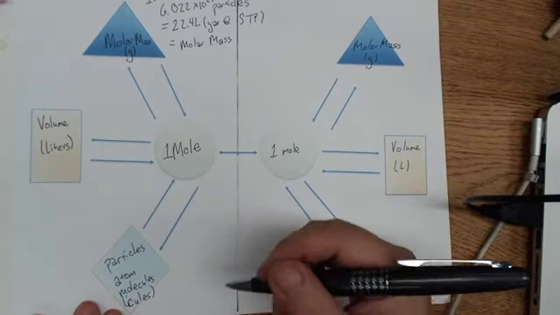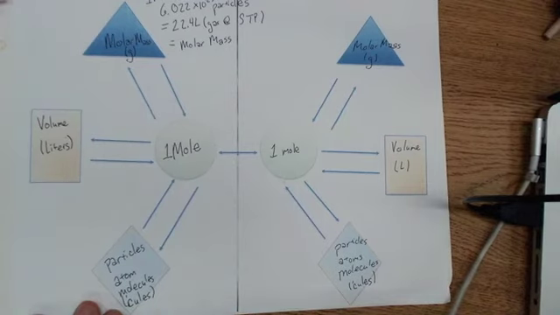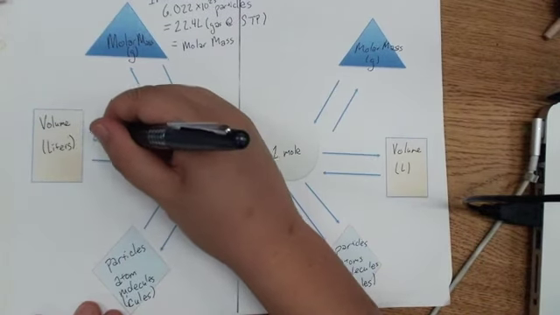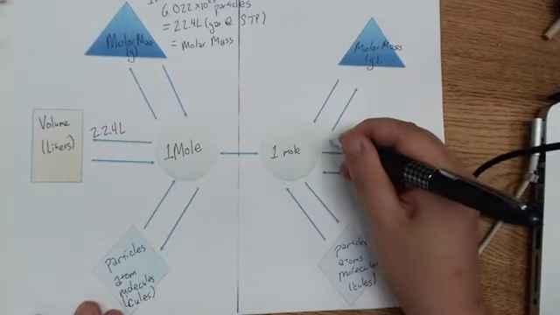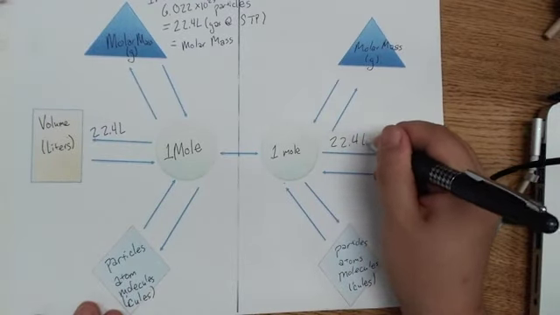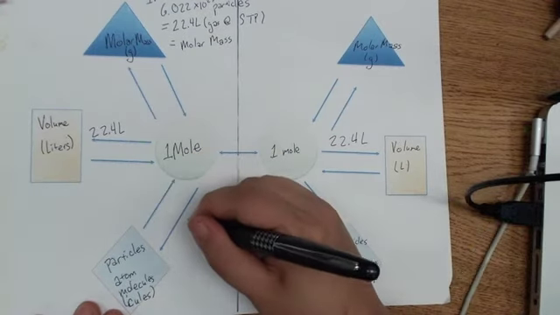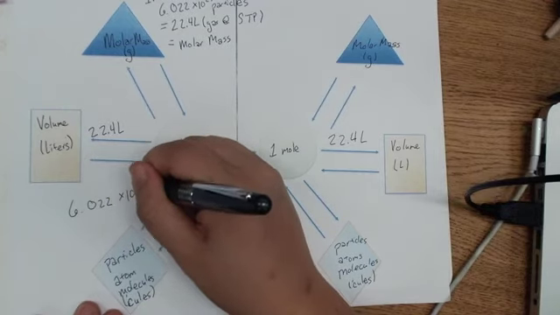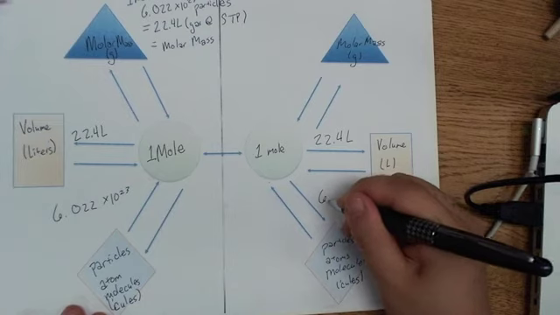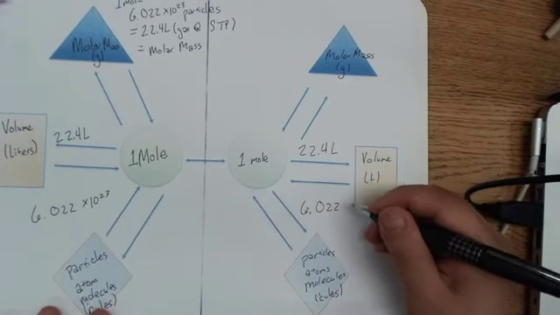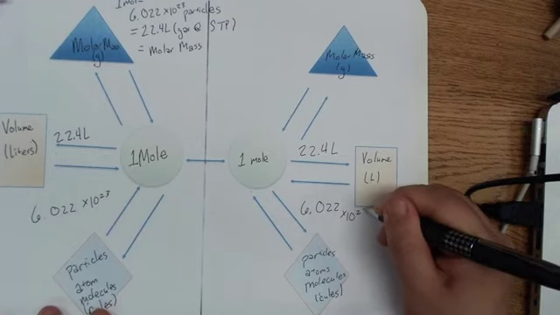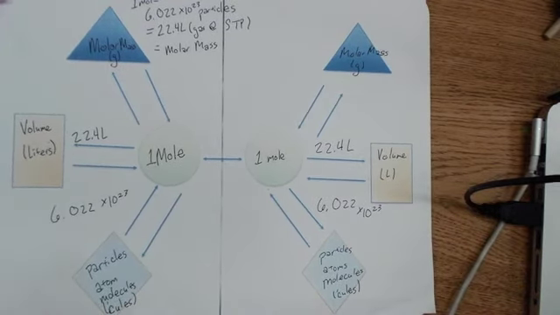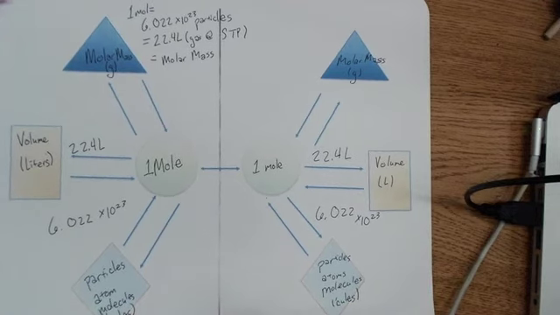Okay, so to get to mass, you use molar mass. For volume, you use 22.4 liters as your conversion here. And your conversion here is going to be 6.022 times 10 to the 23rd. Okay, so this is going to be your mole island. We're going to use this for a couple of weeks because this is our introduction to stoichiometry.